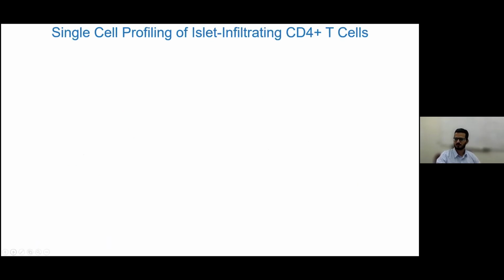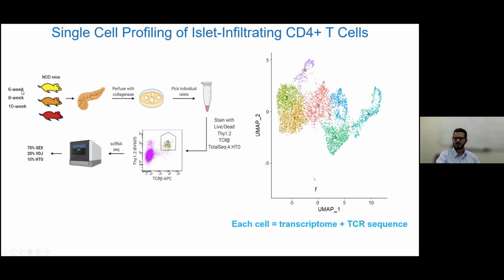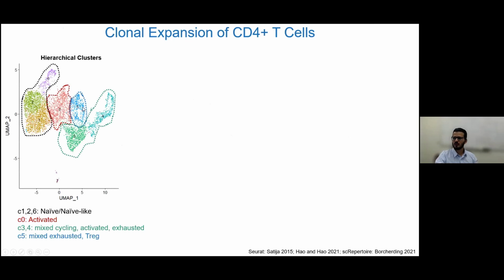actual autoantigens. Okay, so to start with, we did single-cell profiling of islet infiltrating T cells. And due to time constraints, I won't go into details of how that was done. But essentially what we have is CD4 positive T cells that were isolated from islets of 6, 8, or 10-week-old NOD mice. And these are pre-diabetic NOD mice. And for each cell, we have the transcriptome and also the TCR sequence. So we can look at what are the different phenotypes that we see. And we see a mixture of naive-like, activated, and effector and also exhausted T cells in here.